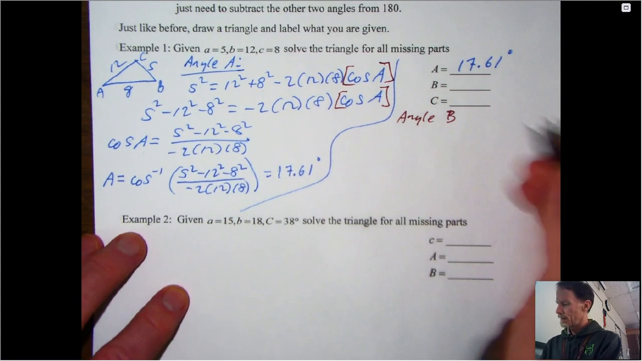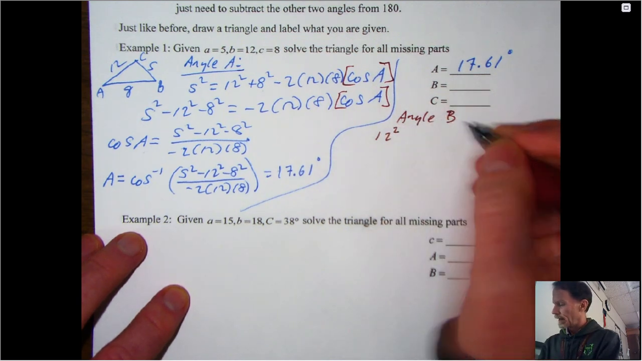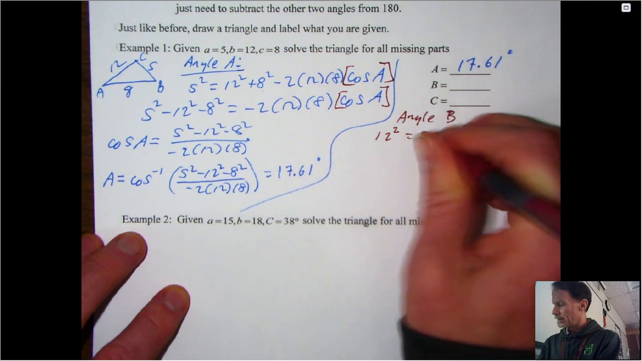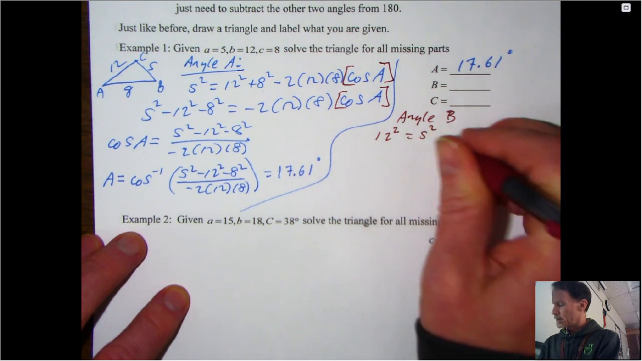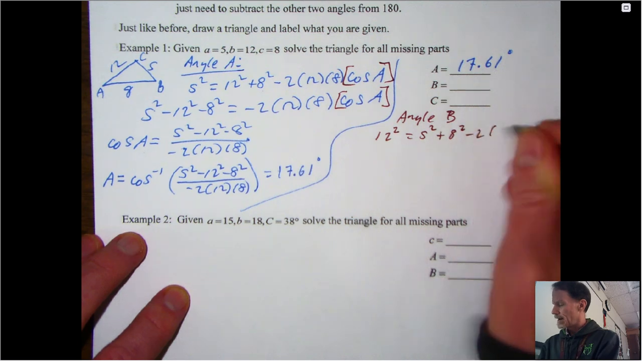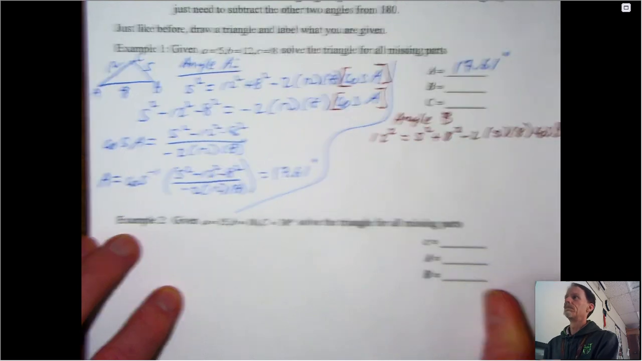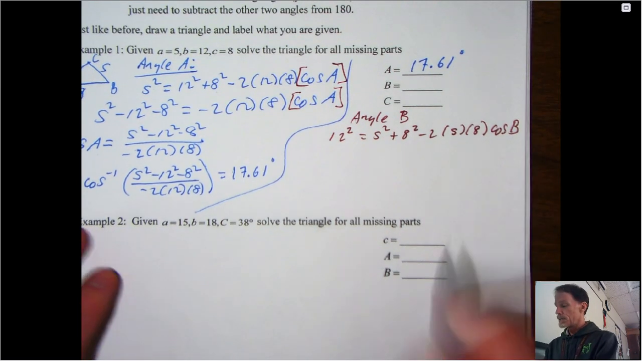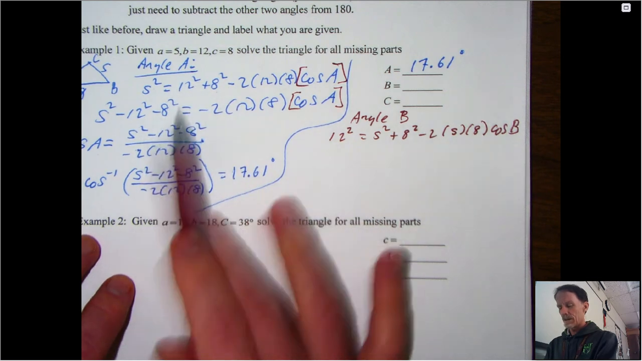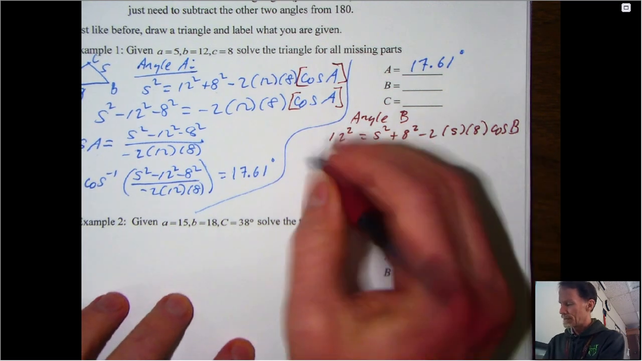So I'll start with B squared equals A squared plus C squared minus 2 times A times C cosine of B. Now this one, I did in a couple different steps before. This time I'm going to do it just one time, and I'm going to hope that you see what I'm doing. Remember, my goal is to get B by itself.